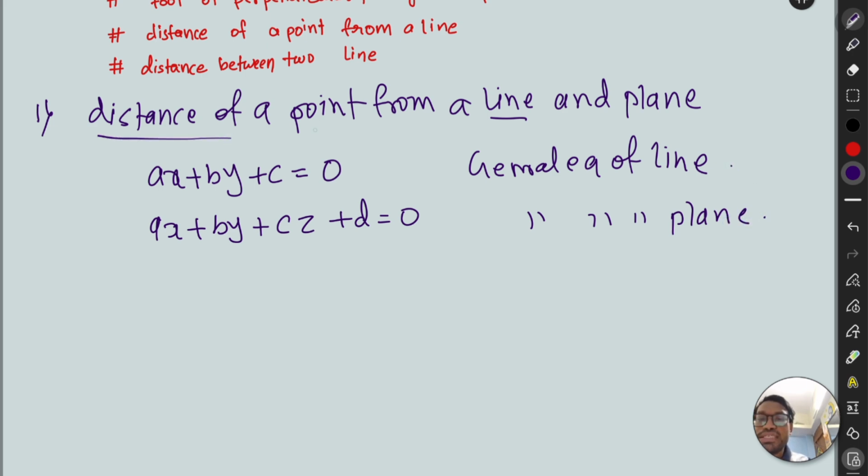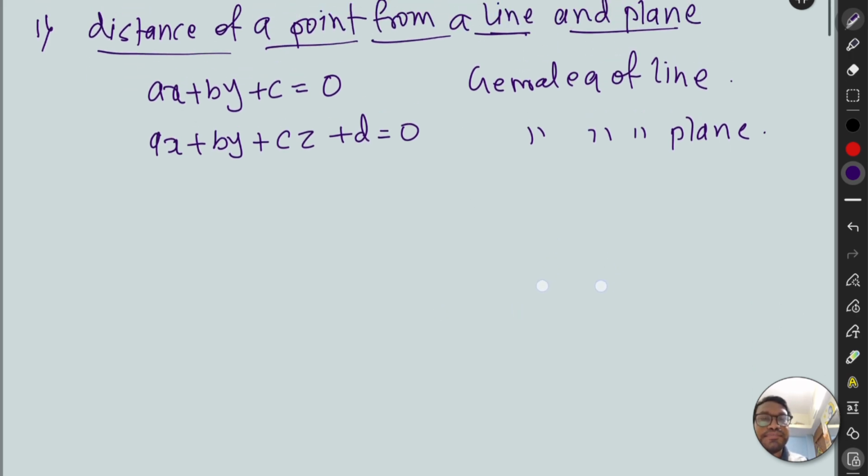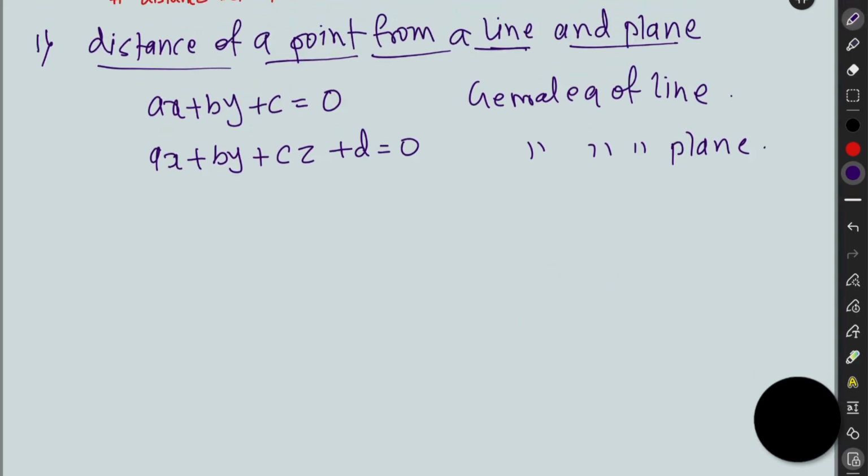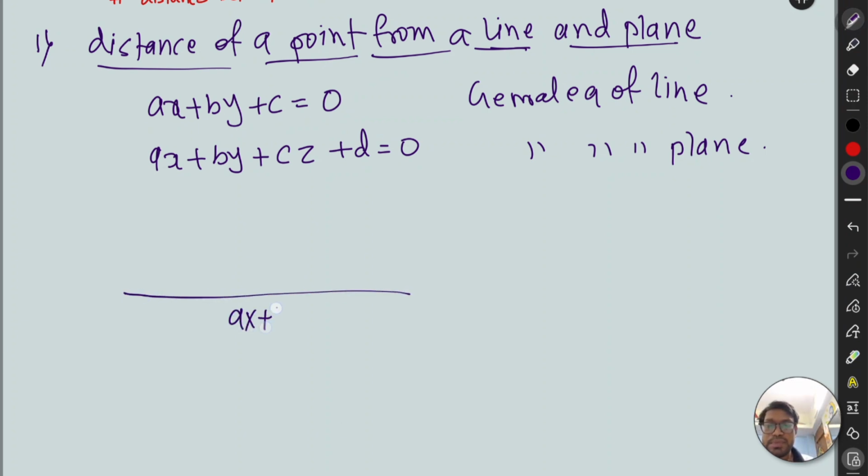According to the question, the distance of a point from a line and a plane. First, we'll study the distance of a point from a line. So the line is given as ax plus by plus c equal to 0, and there is a point (x1, y1), and we need to find the distance PM.